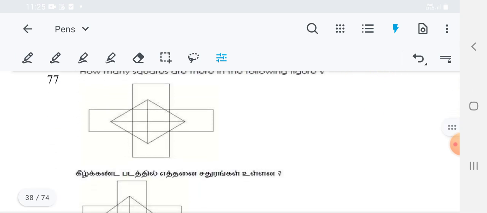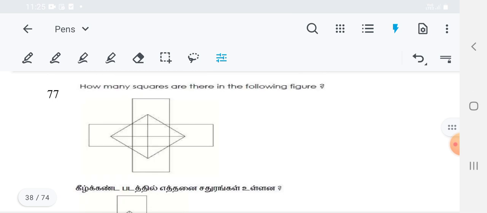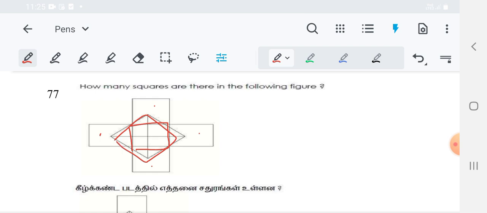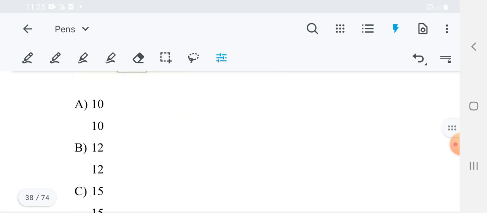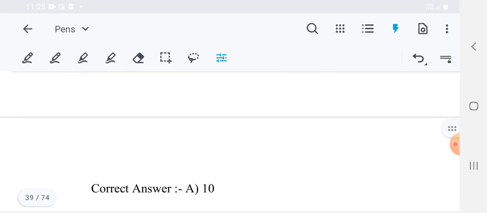How many squares are there in the following figure? They are asking how many squares. By seeing the figure, many squares are there, and we just have to count them. This is 1, 2, 3, 4. The middle one is 5 and 6, and then 7, 8, 9, 10. So there are 10 squares in the figure. Therefore, totally 10 squares are there. That is the correct answer.